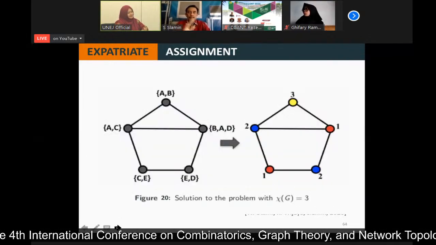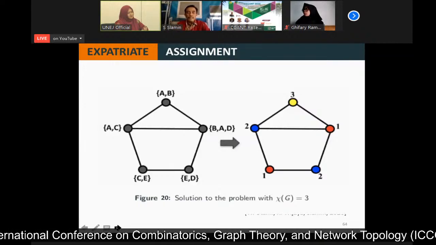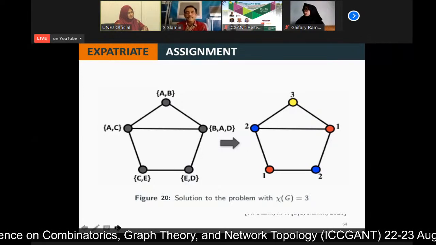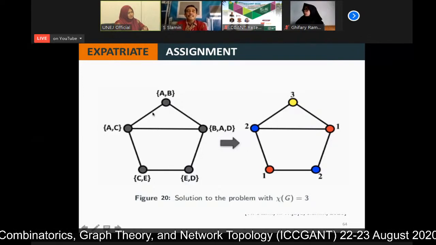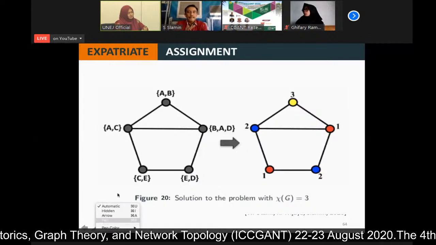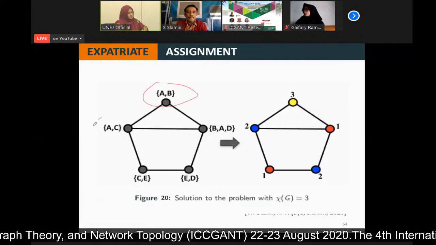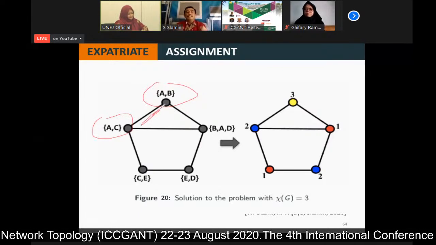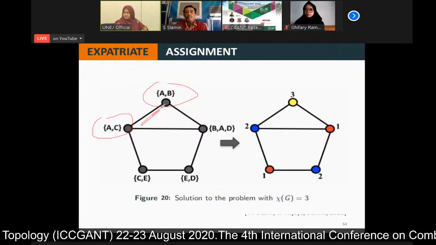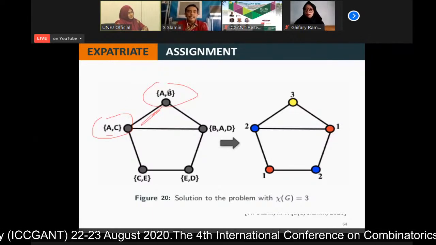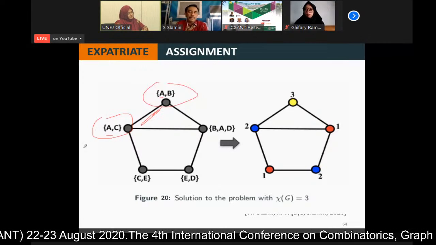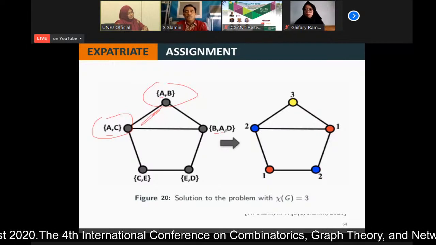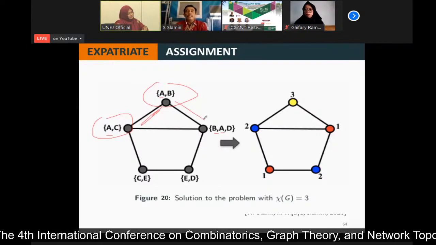So we draw the condition of the expatriates with this graph. You can see here that this group of expatriates have an edge between them if there is one or more expatriates in common. We have A here and we have A here, so that's why there is an edge between them. And there is B here and also there is A here, so that's why there is an edge between them, and so on.